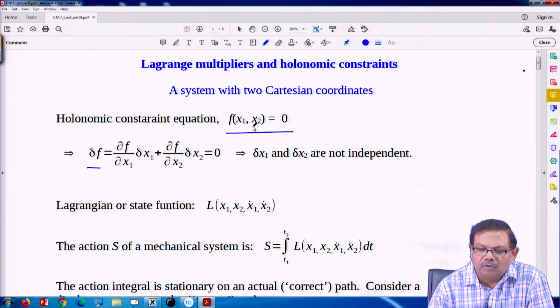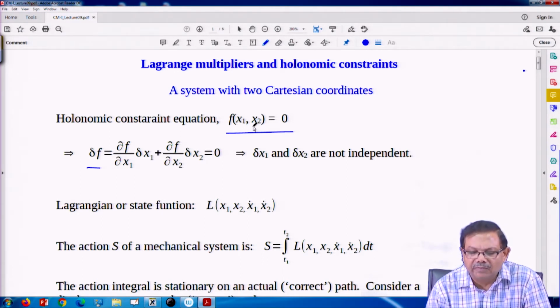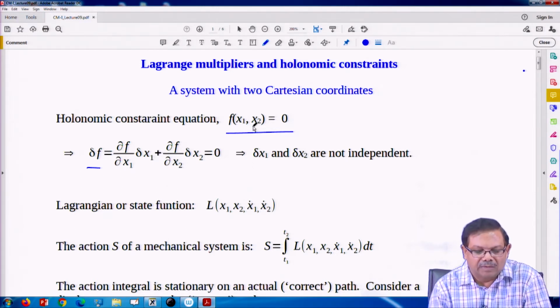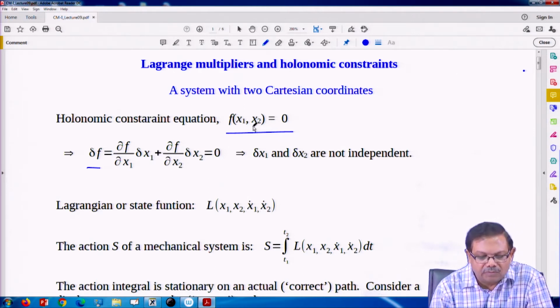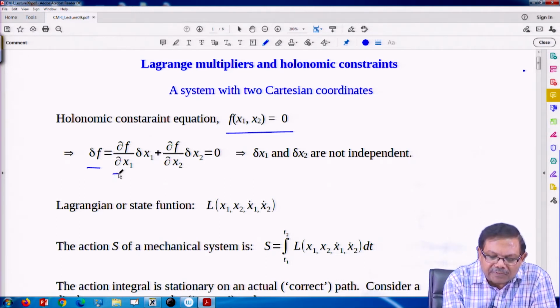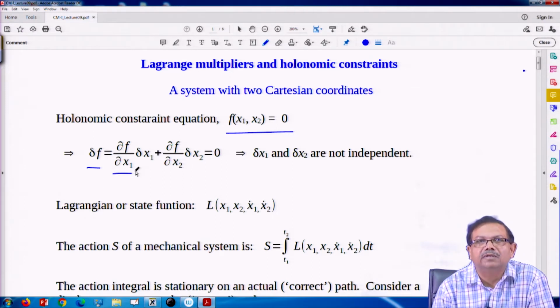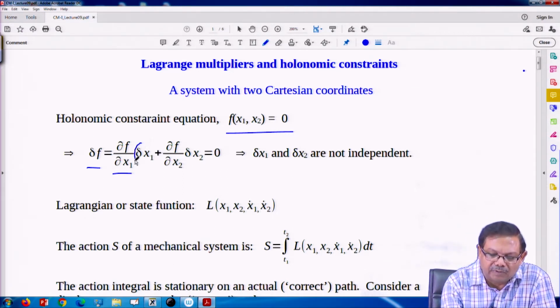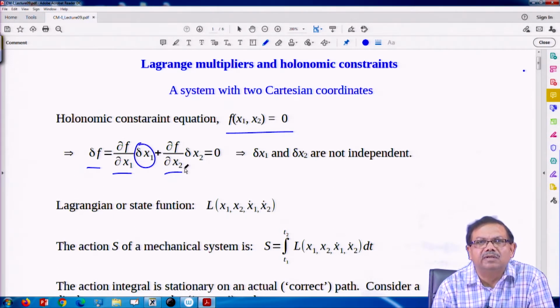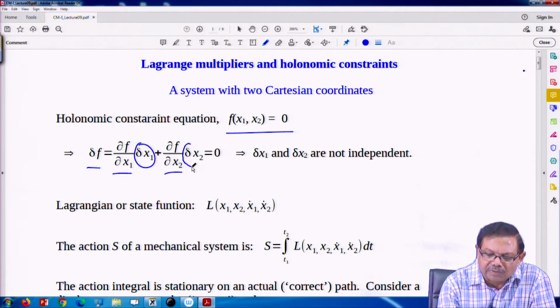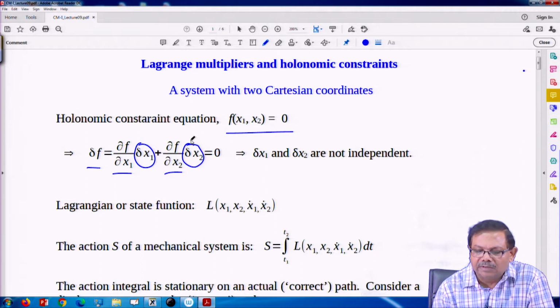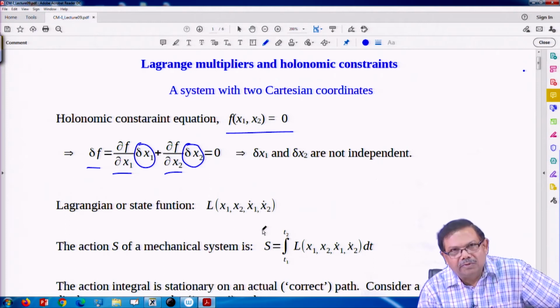So, there are two coordinates here. First, we consider a case where two Cartesian coordinates are involved. So, f is a function of x 1 and x 2. Any variation in f will have the partial derivative of f with respect to the first coordinate times the variation of that coordinate, plus the partial derivative of the function with respect to the second coordinate times the variation of the second coordinate. Since the function is always 0, this variation is also going to be 0.